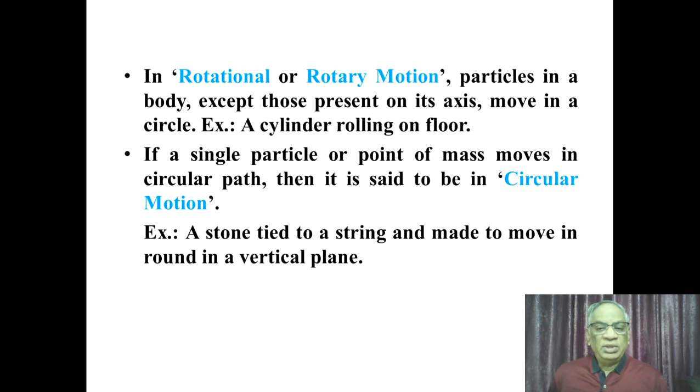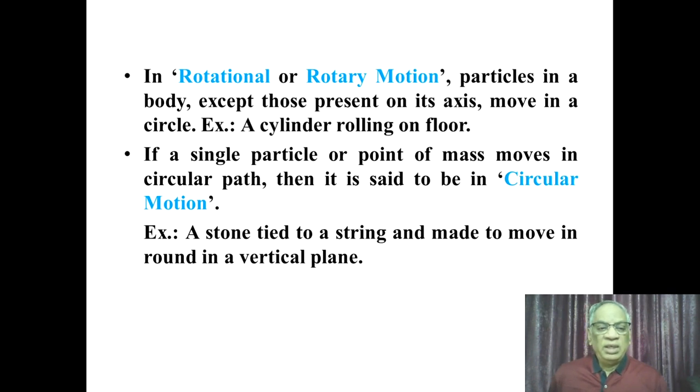Then rotational motion or rotary motion. In this, particles in the body, except those lying on the central axis, move in a circle. All particles in the body move in a circular path. That is called rotational or rotary motion. Example, a cylinder rolling on the floor.